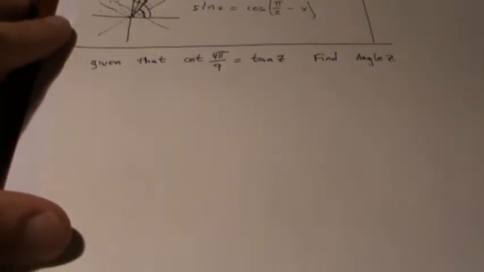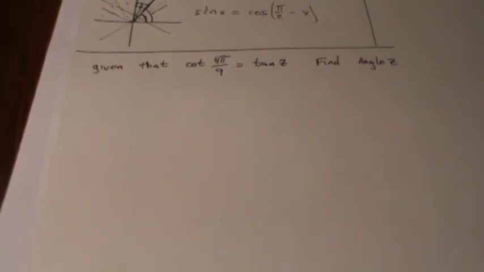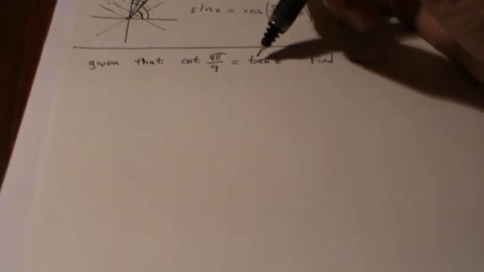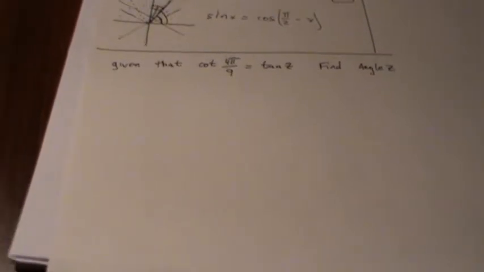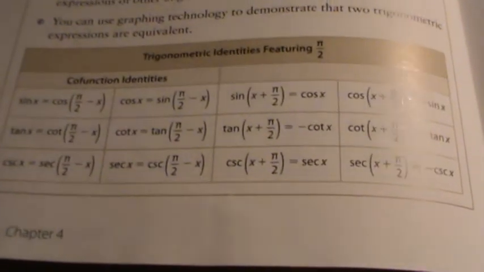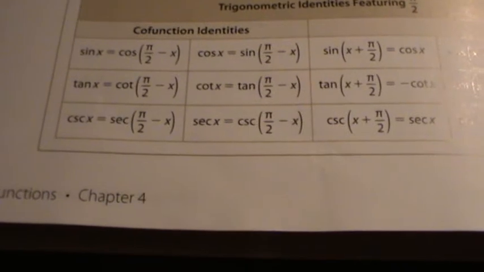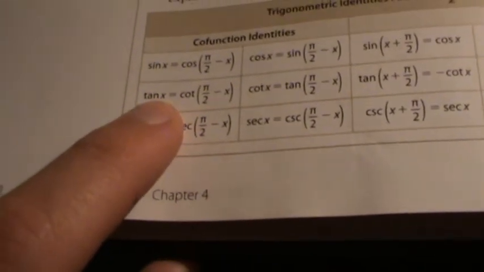Now, what we want to do is, again, look in the book and say, all right, I've got, to start with, cotangent of something is equal to tangent of something. So I want to look in the book for a situation where I've got cotangent and tangent all set up already. And I'm going to go with this one here.